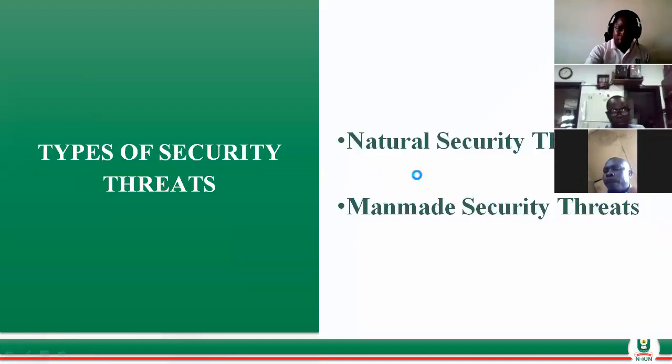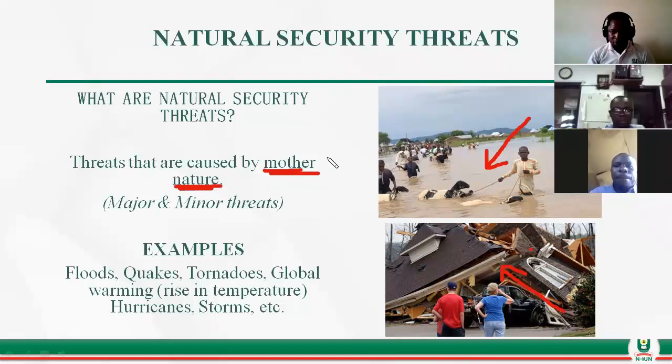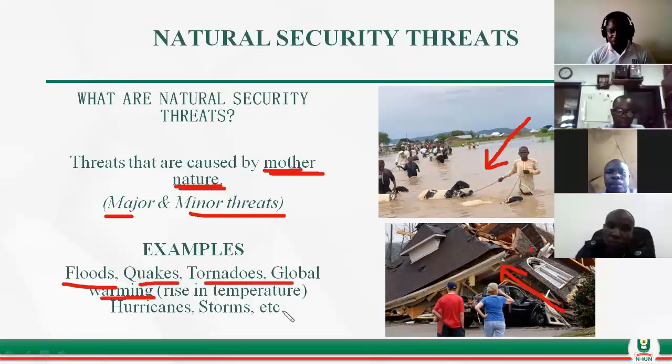All right, now let's look at the natural security threats. You can see a flood right there, and something that looks like an earthquake in those pictures. Natural security threats are threats that are caused by nature, okay? They can be major or minor threats. Examples of those threats are floods, earthquakes, tornadoes, global warming, rising temperature, hurricanes, storms, etc.